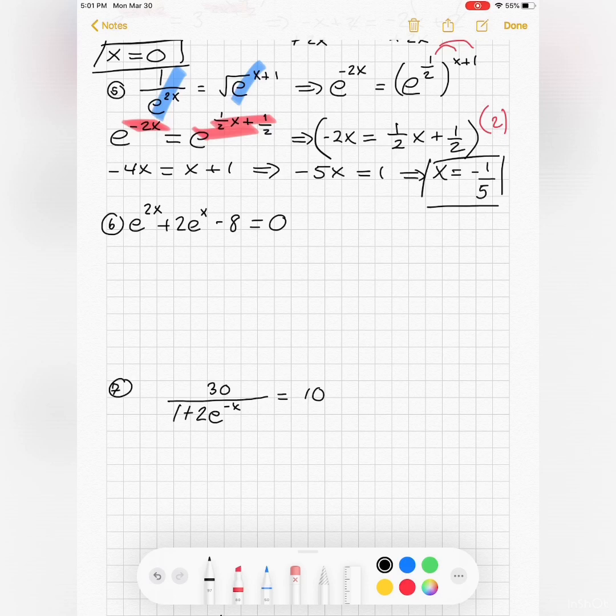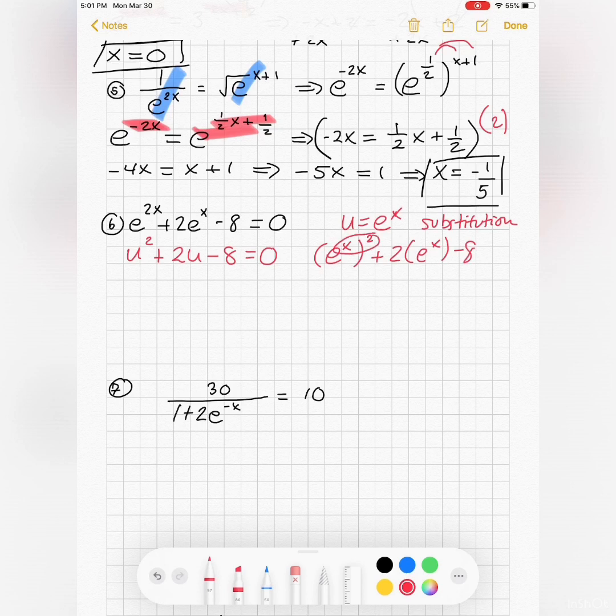So number 6, this is a special form. This is one we would call quadratic in form. Because you see how this kind of looks like a something squared plus 2 times a something minus 8 is 0. So wouldn't my u be e to the x? This is a substitution. So if I have e to the x squared plus 2 times e to the x minus 8, here I have power to a power, so I multiply, right? Isn't this my u, so u squared, and then plus 2, and then here's my u again? So that's how I got this equation.